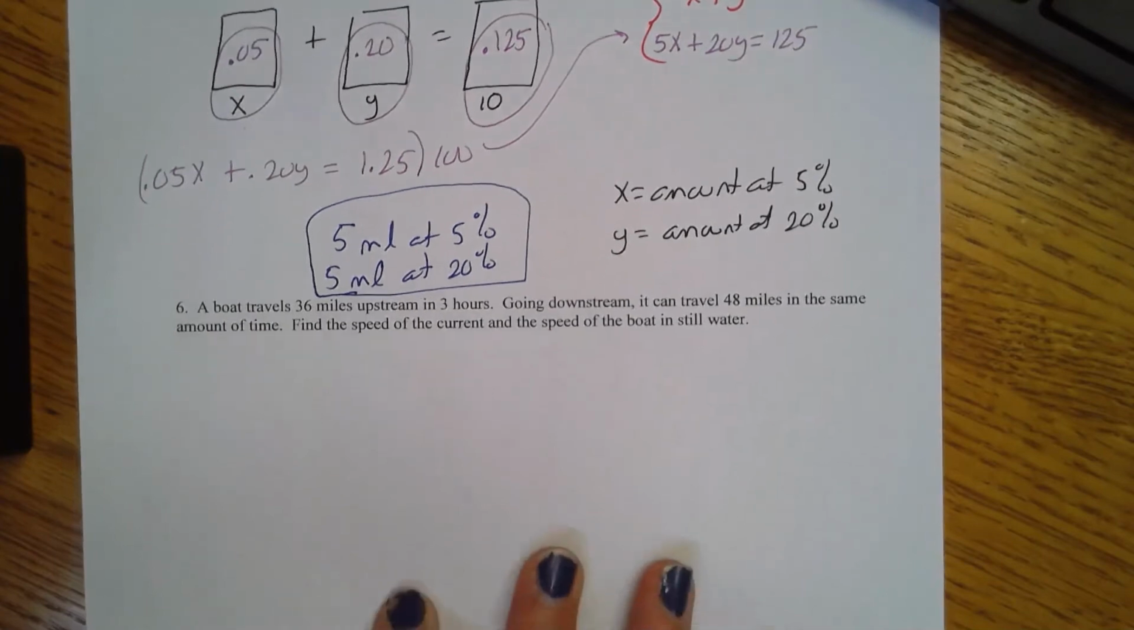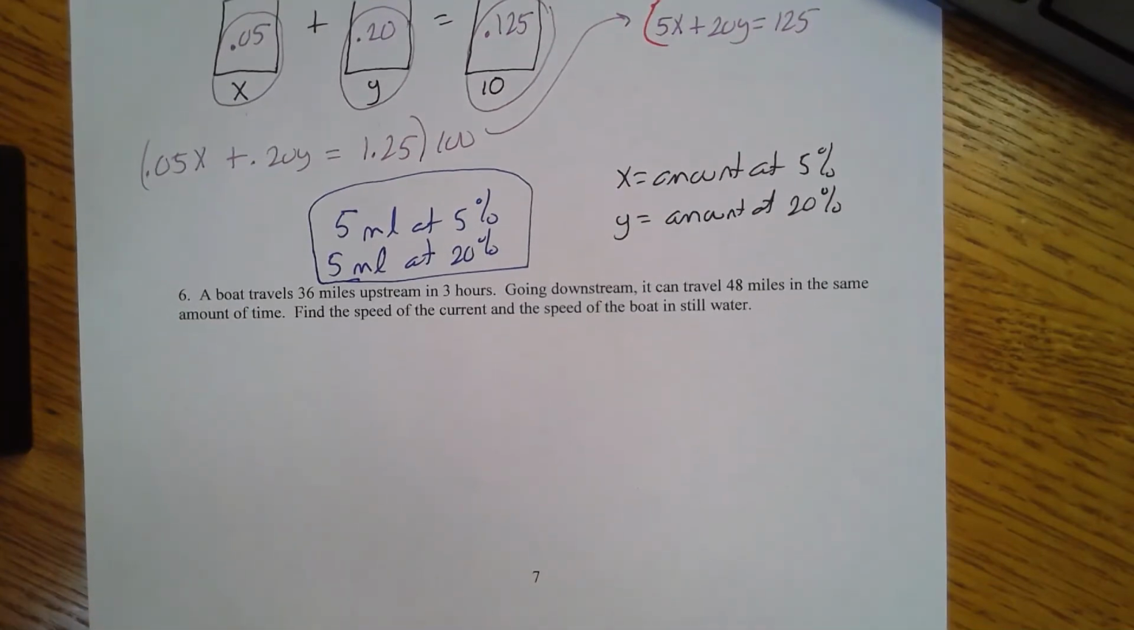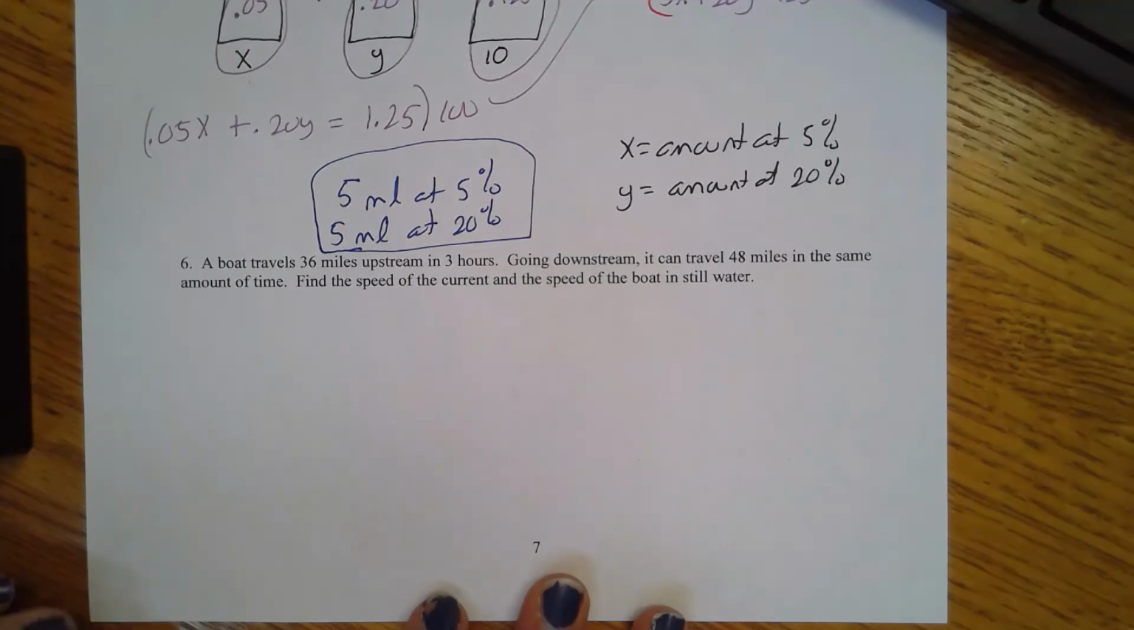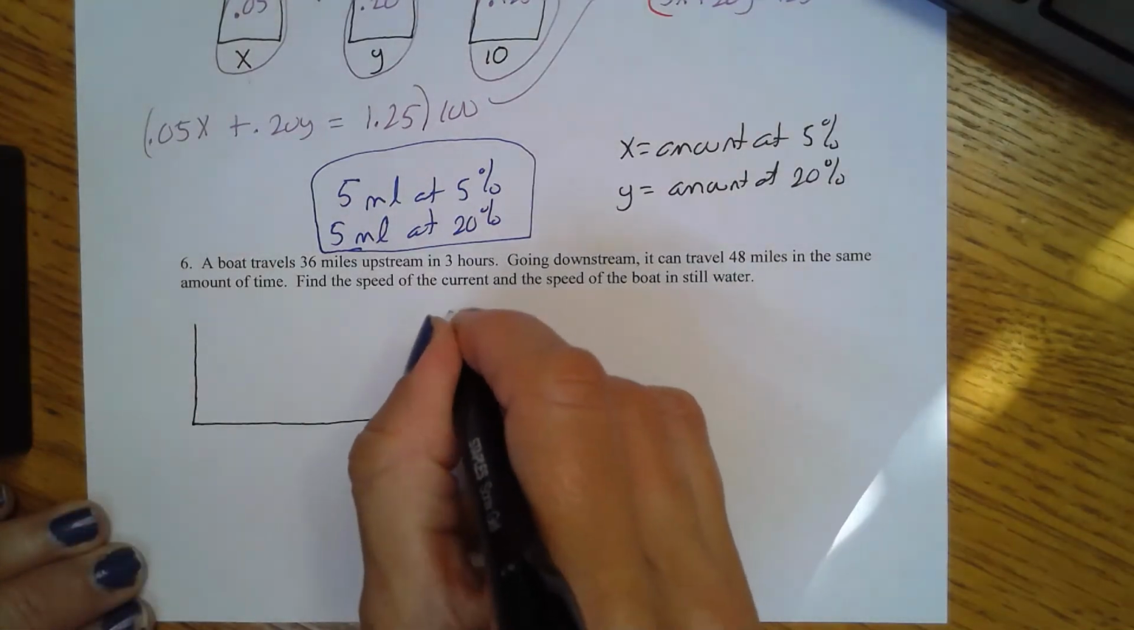All right, last one. A boat travels 36 miles upstream in 3 hours. Going downstream, it can travel 48 miles in the same amount of time. Find the speed of the current and the speed of the boat in still water. All right, so we have to have a formula here.